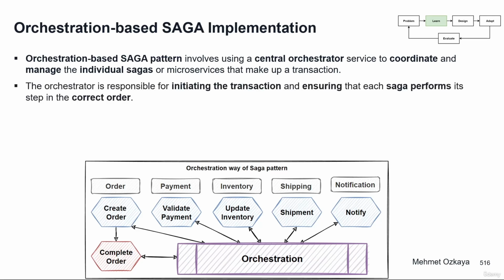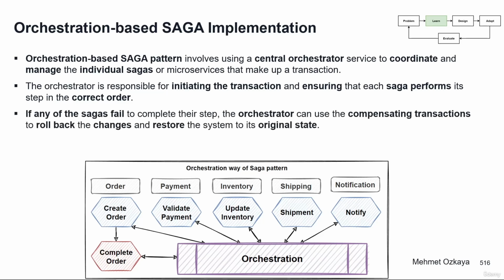In this approach, the orchestrator is responsible for initiating the transaction and ensuring that each SAGA performs its step in the correct order. If any of the SAGAs fail to complete their step, the orchestrator can use compensating transactions to roll back the change and restore the system to its original state.